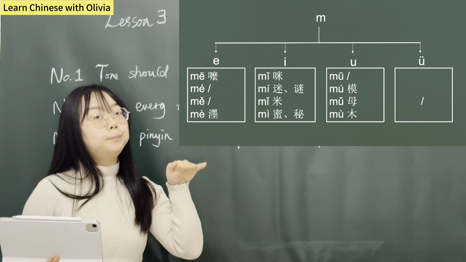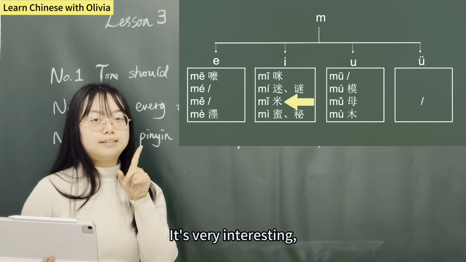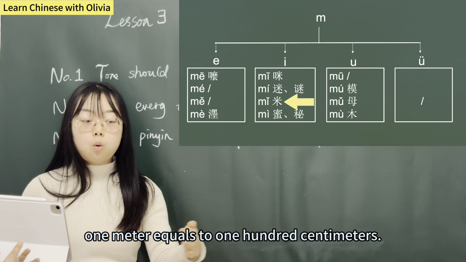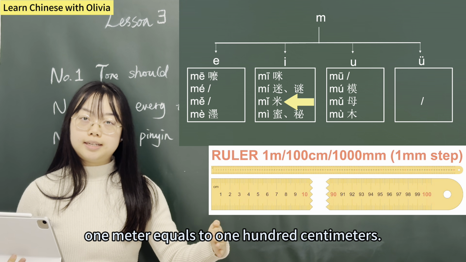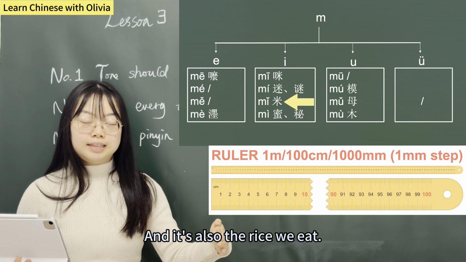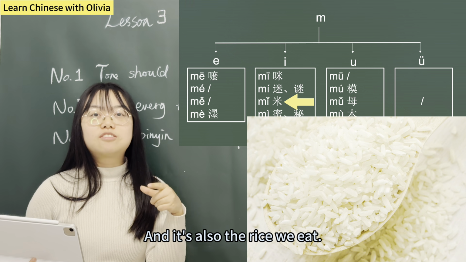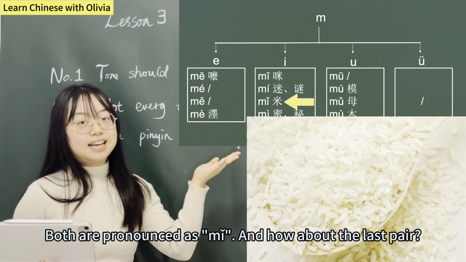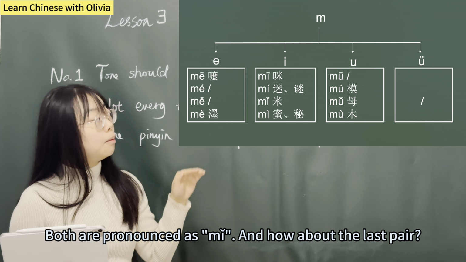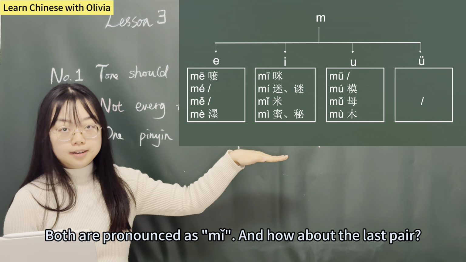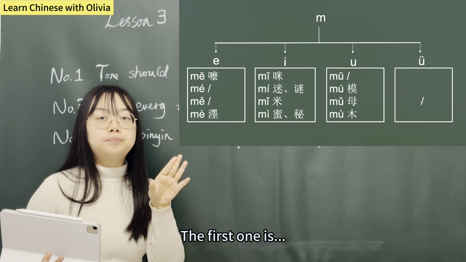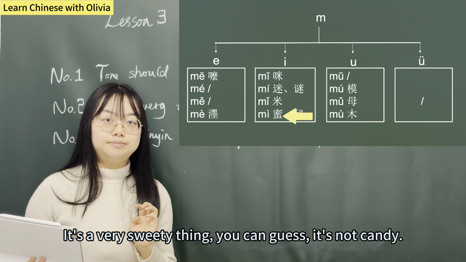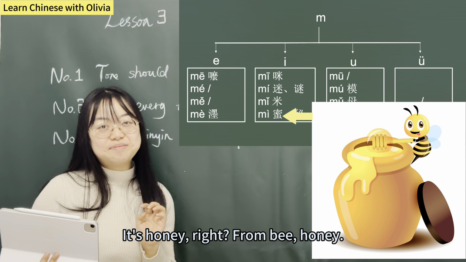And the next one, me. It's very interesting because this is a measurement unit. So 1 meter equals to 100 centimeters. And it also the rice we eat, right? So it's very interesting. Also pronounced as me. And how about the last pair? Yeah, that the first one is me. It's a very sweetie thing. You can guess it's not candy. Yes, it's honey, right? Bee honey.